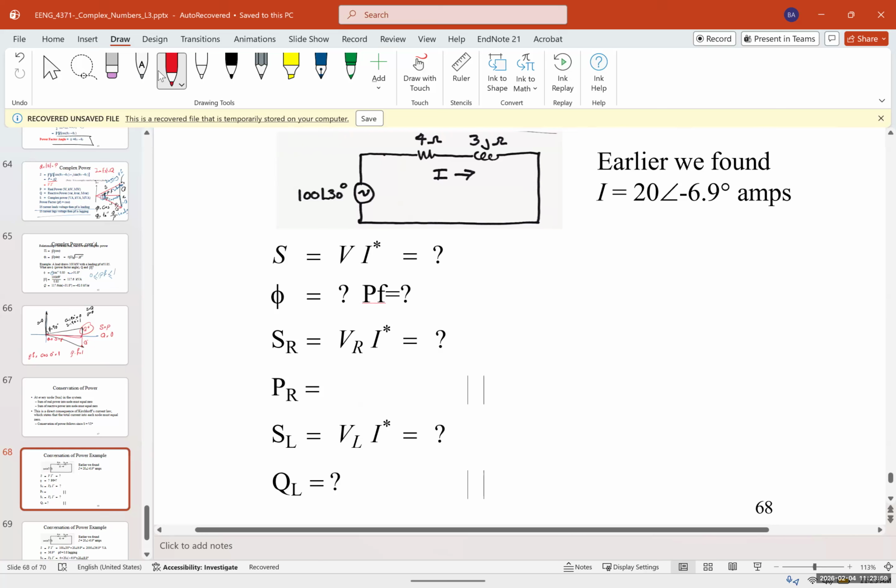To do that, we need to find the real power consumed by the resistor. What about the reactive power consumed by the resistor? As we learned, it doesn't exist. The resistor doesn't consume reactive power, and an ideal inductor doesn't consume real power. It's just reactive power, but obviously a real-world inductor still has a little bit of resistance in it.